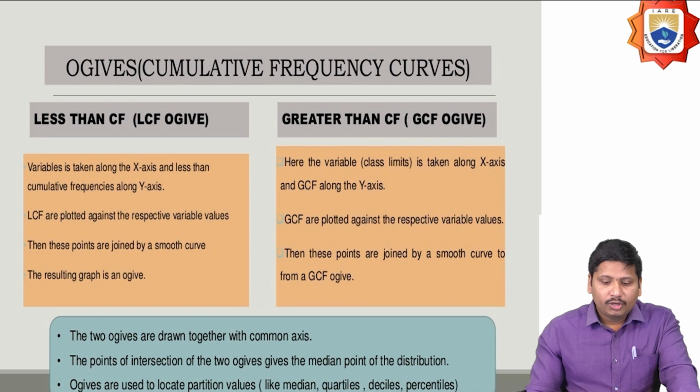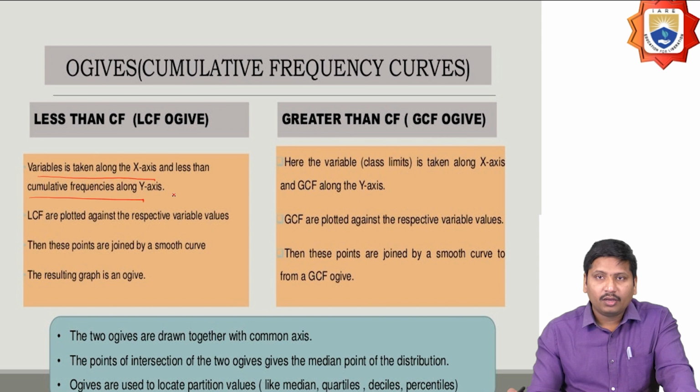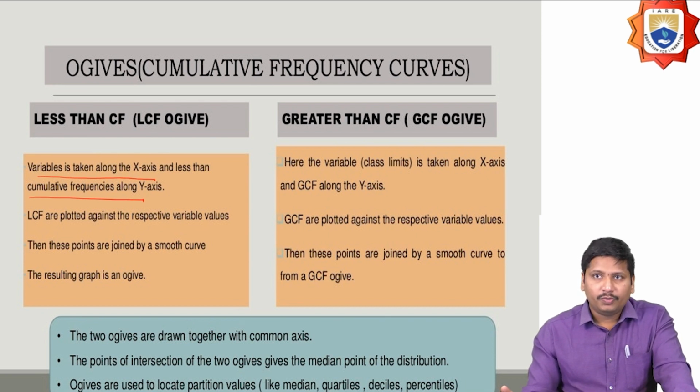Less than cumulative frequency ogive means the variables are taken on the x-axis and less than cumulative frequencies are taken along the y-axis. These less than cumulative frequencies are plotted against the representative variable values, and the points are joined by a smooth curve, and the resulting graph is the less than cumulative frequency ogive.